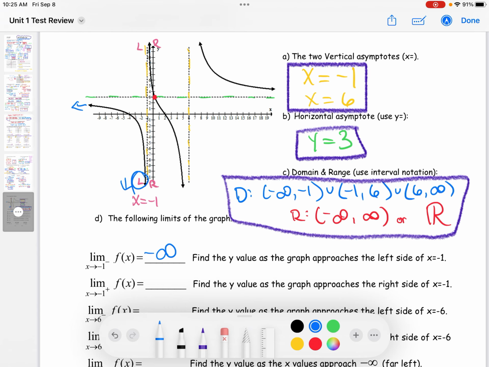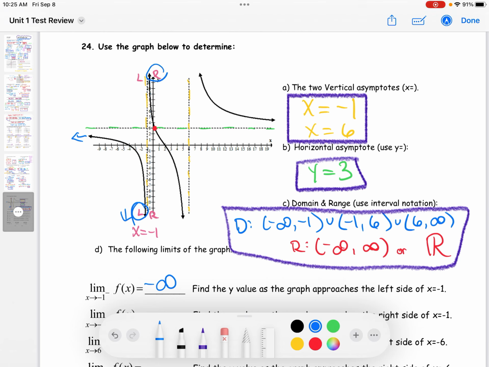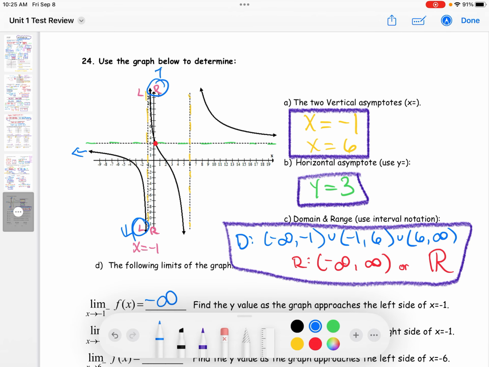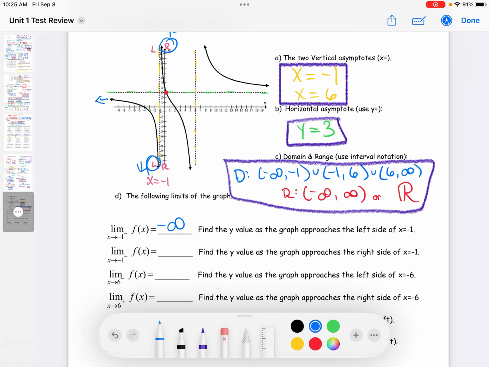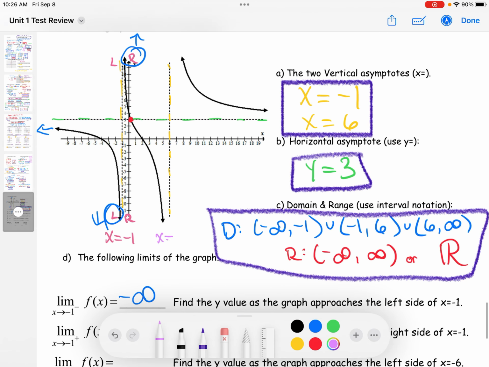On that same vertical asymptote, but on the positive side, on the right, if we look at the right side, on the top the graph does exist there. On the bottom right side of this asymptote, there is no graph. So that right side is going up, up, up to positive infinity.